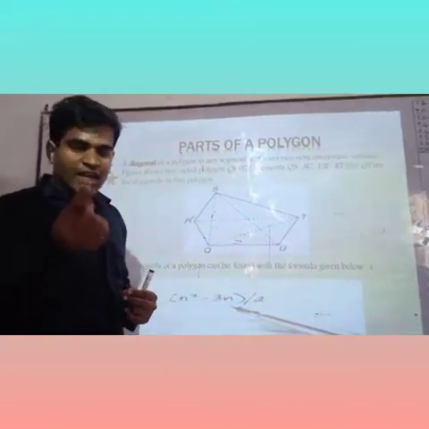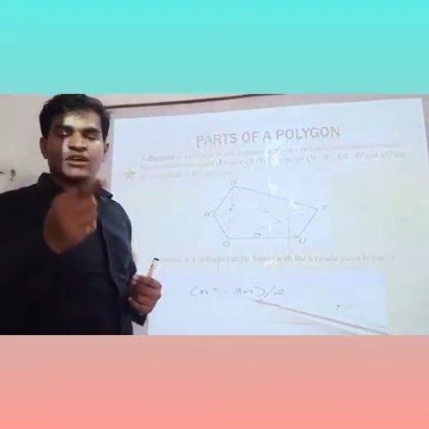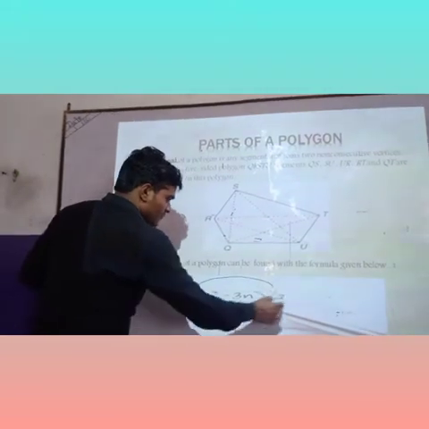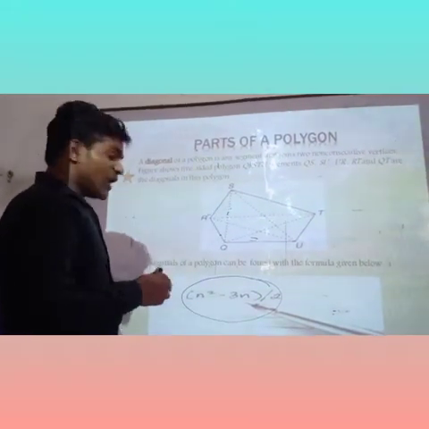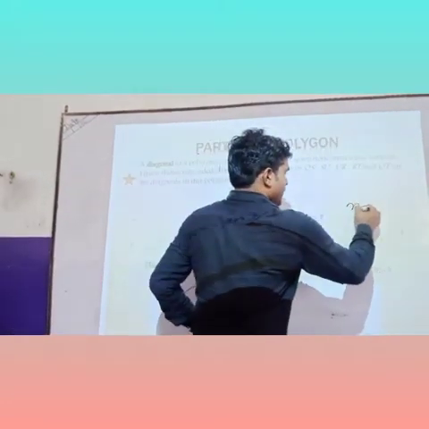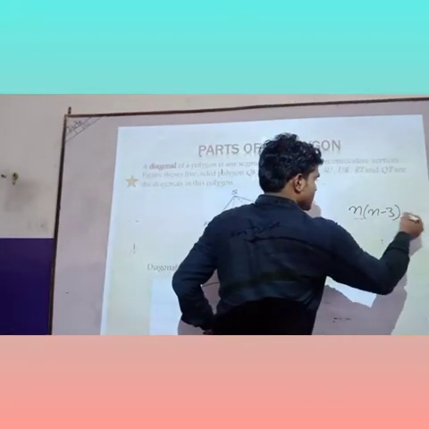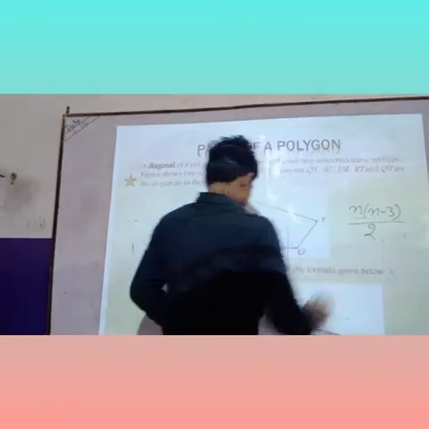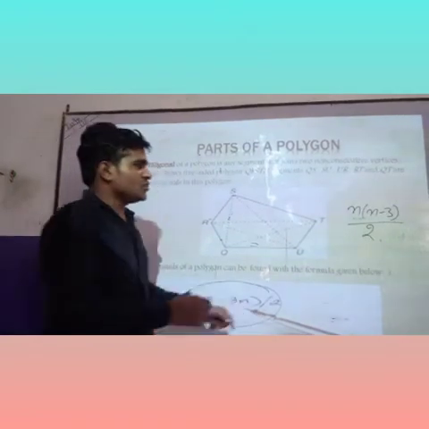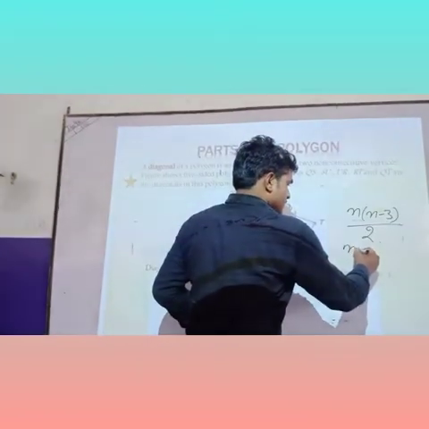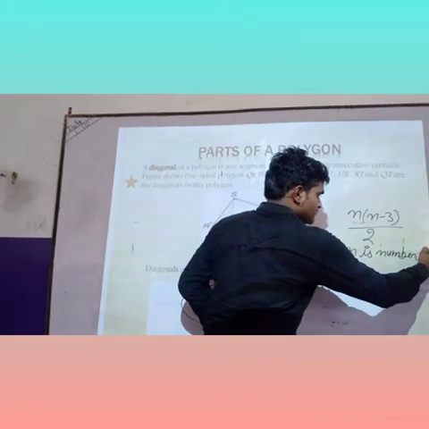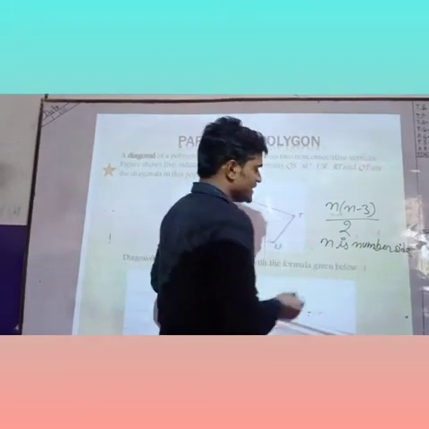Does a triangle have a diagonal? No, the number of diagonals in a triangle is 0. So children, here is a formula to find the number of diagonals of a polygon. This is n into n minus 3 divided by 2, or you can say n squared minus 3n divided by 2, where n is the number of sides.